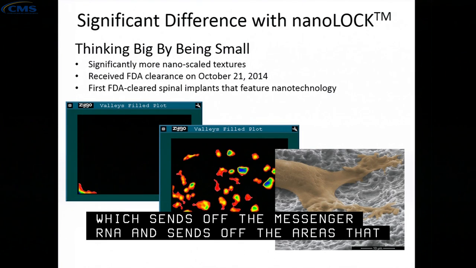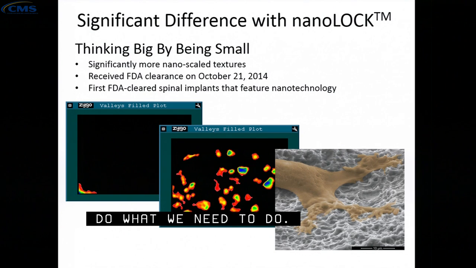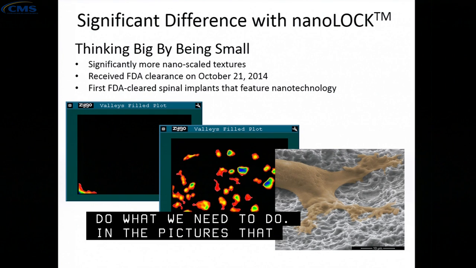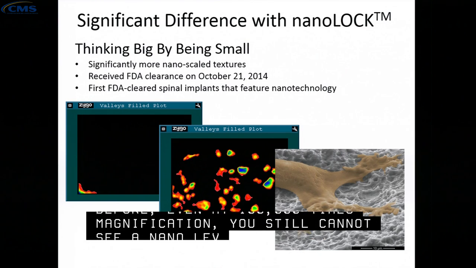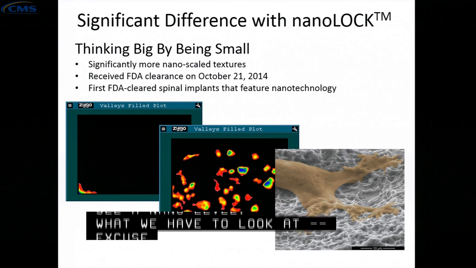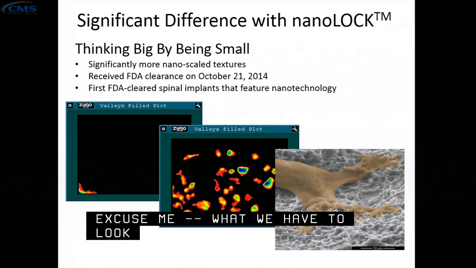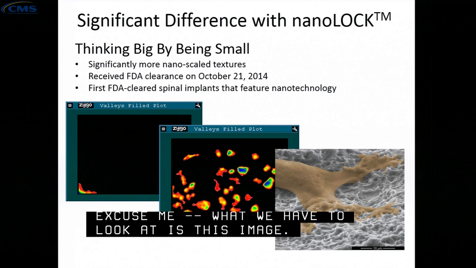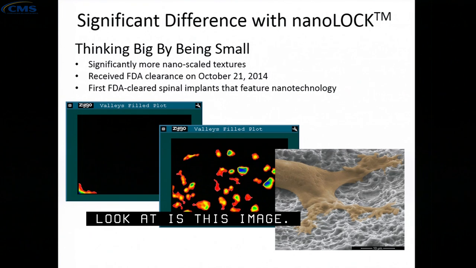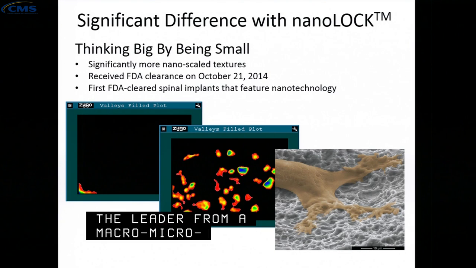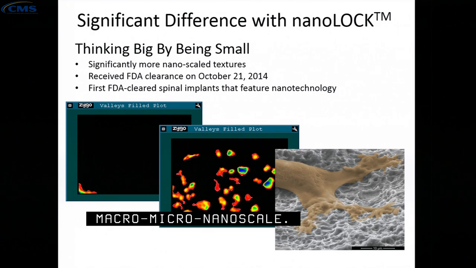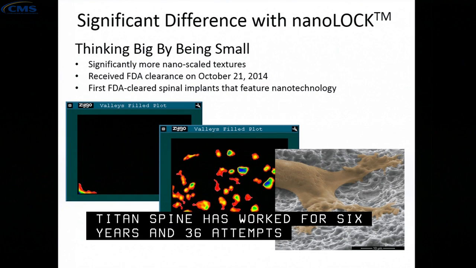So in the pictures that we saw before, even at 100,000 times magnification, you still can't see a nano level. So what we have to look at is an optical profilometry image, and that's what you see in the middle. To the far left is the Titan Spine current product, which is considered the leader from a macro, micro, nano scale in the environment right now. What Titan Spine has done is worked for 6 years and 35 different attempts to create an optimal nano surface. That nano surface, which you see in the middle, now improves the nanoscale features.